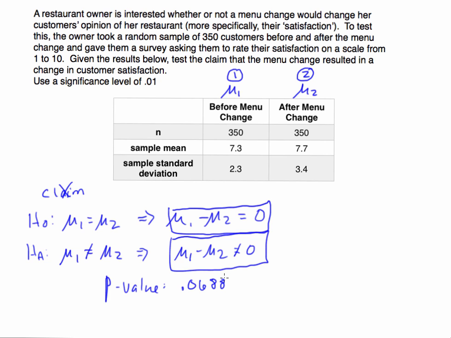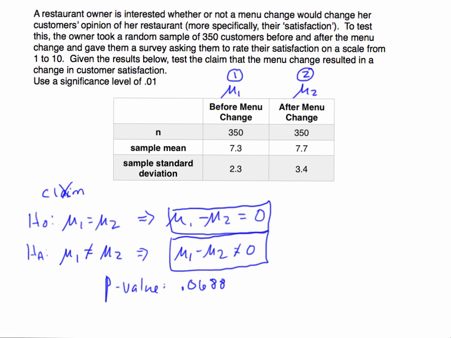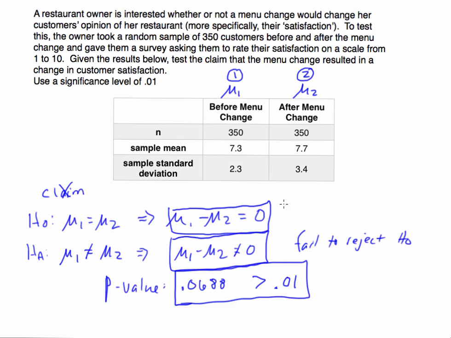So the p-value is 0.0688, which means, when we go back, just making sure, good, this is greater than our level of significance, 0.01. Since it's greater than our level of significance, we are not going to reject. We are going to fail to reject the null. In other words, we don't have evidence to reject this claim.